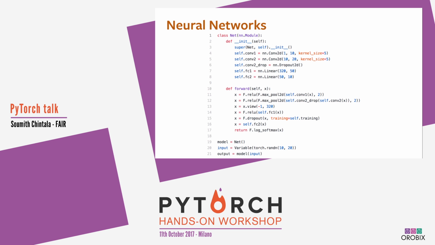And once you define your class, you can then instantiate your class. Like here, I instantiated the class. And then you can send some input through your model, and then you will get your output. And then you can call .backward on your output, and then that will compute the gradients.